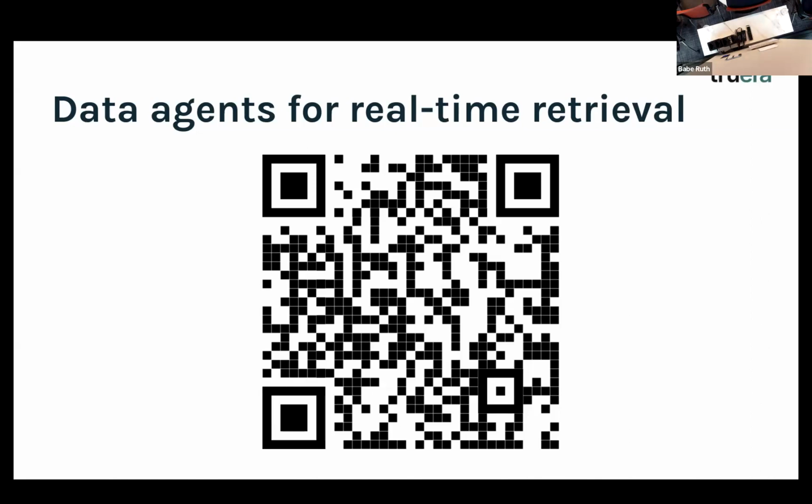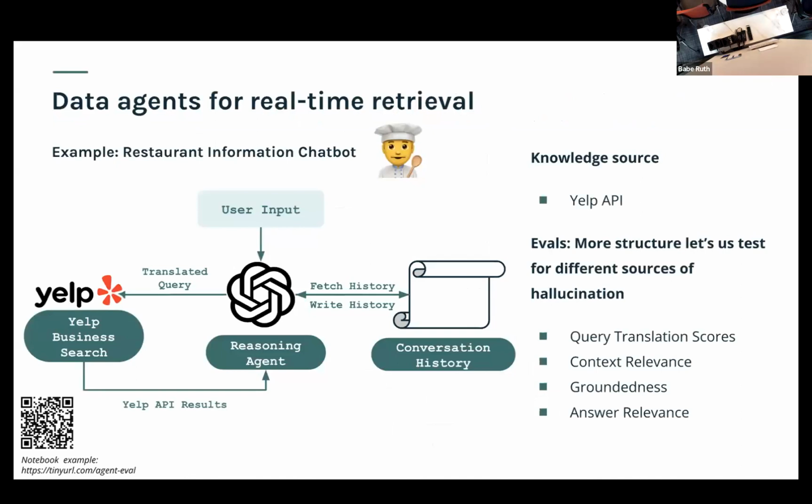All right, I think most of the phones are down. So here I'm going to build a data agent for real-time retrieval, and specifically we're going to make it concrete with a restaurant information chatbot. We're going to use the Yelp API as our knowledge source. And once we feed in our user input, oh, I forgot a key detail. We're also going to make this respond like Gordon Ramsay.